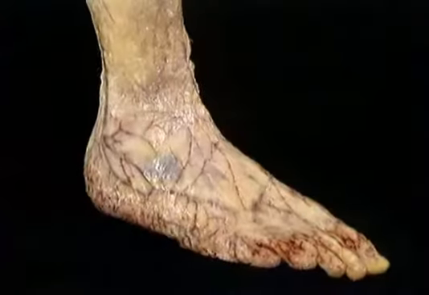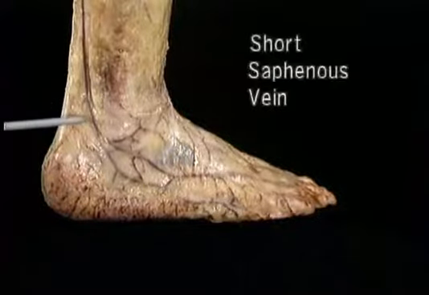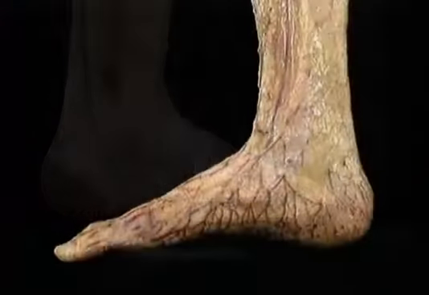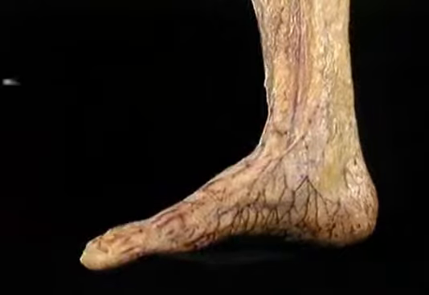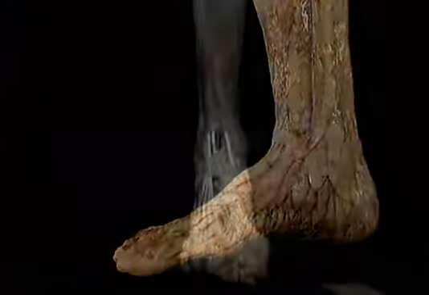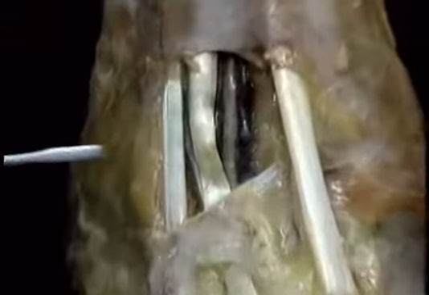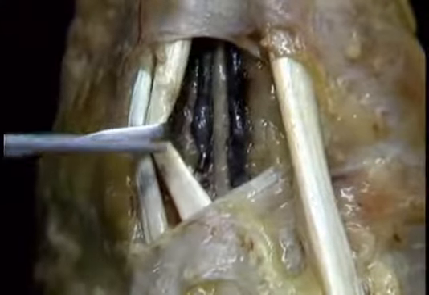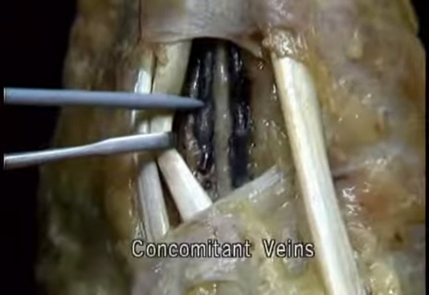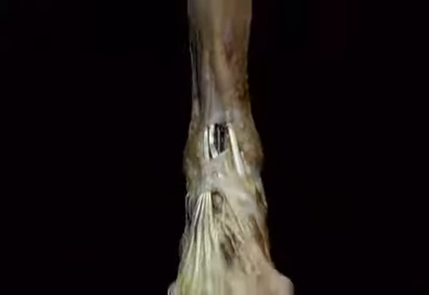Now we'll look at the blood vessels and nerves of the foot, starting with the veins. The superficial veins of the lateral aspect of the foot join together to form the short saphenous vein. The ones on the medial aspect of the foot join together to form the long saphenous vein. In addition, at a deeper level, the arteries, which we'll be looking at next, are closely accompanied by concomitant veins like these. From here on, we'll remove all the concomitant veins to simplify the picture.